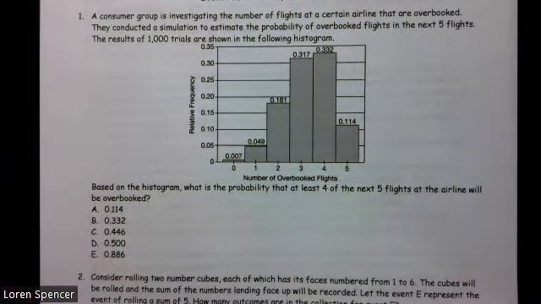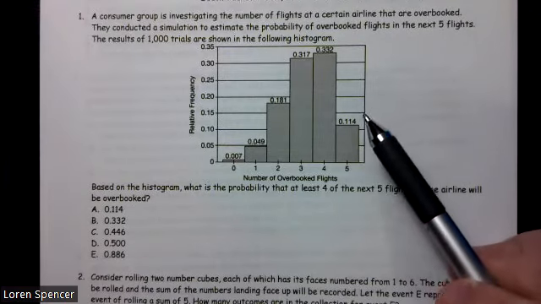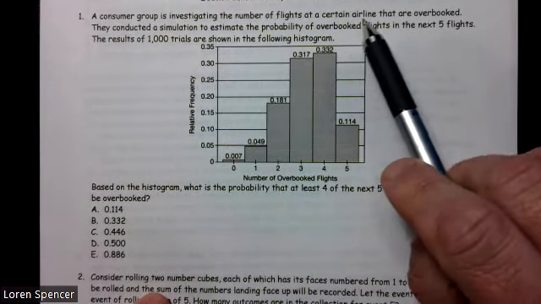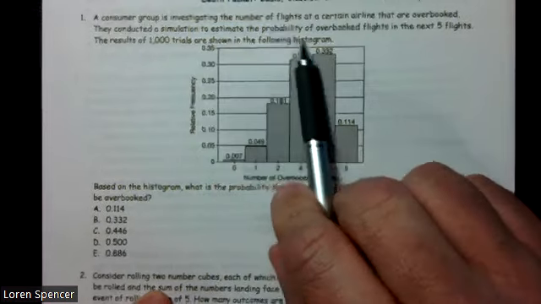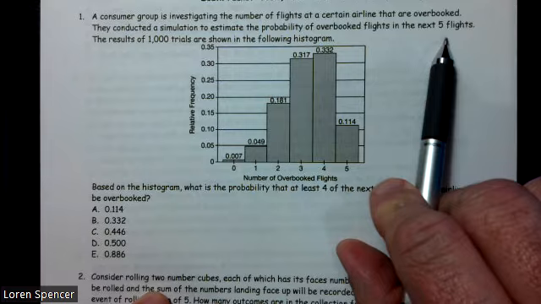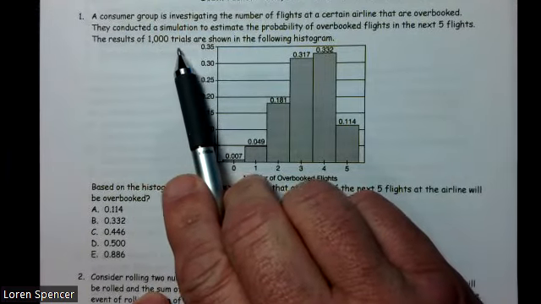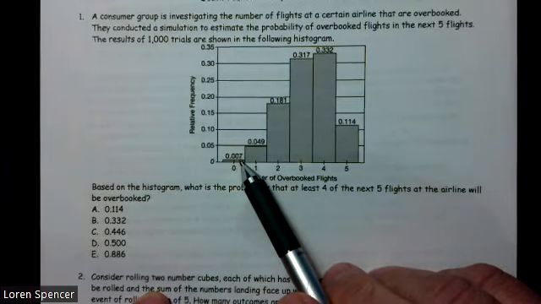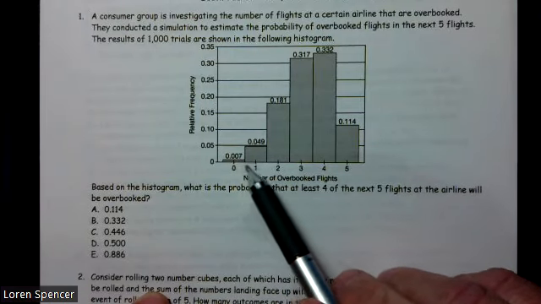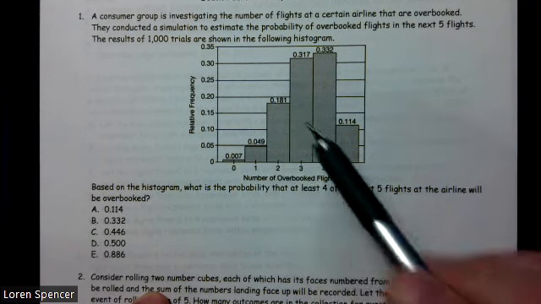So, a consumer group is investigating the number of flights at a certain airline that are overbooked. They're conducting a simulation to estimate the probability of overbooked flights in the next 5 flights. The results of 1,000 trials are shown in the following histogram. All right, so here we have 0.007, 0.049, etc.